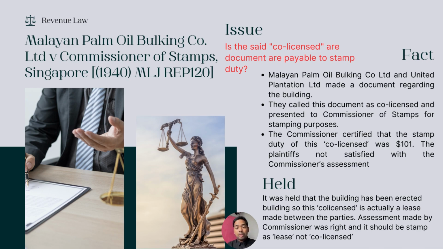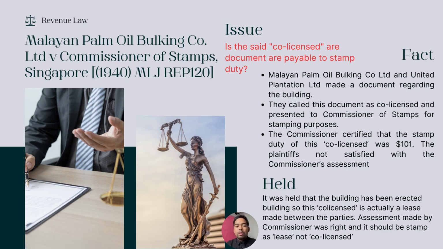So in this case, it was held that the building had been erected. So this core license is actually a lease made between the parties. The assessment made by the Commissioner was right and it should be stamped as a lease, not a core license. Meaning that the building is already there. So it cannot be considered a core license because the building has already been built on that land. So it should be treated as a lease.